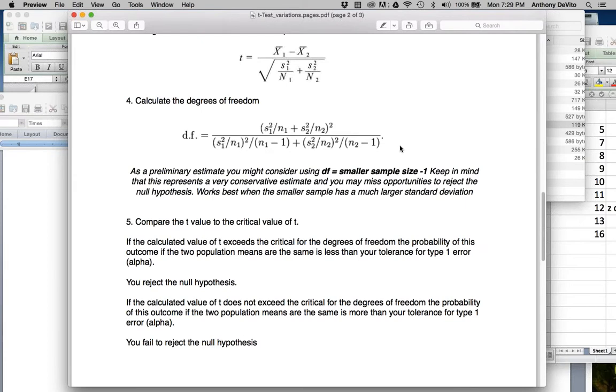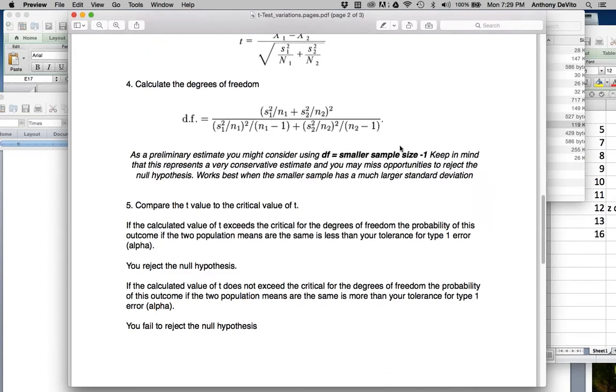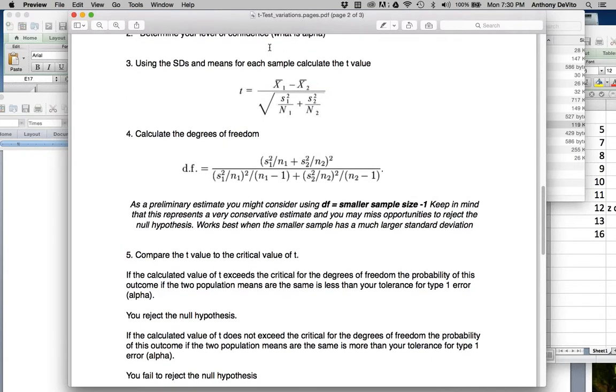For unequal variances, the degrees of freedom shortcut: take the smaller sample size and subtract 1. That's pretty conservative. Subtracting anything from the smaller sample size is super conservative. So with sample sizes 9 and 11, you take 9, subtract 1, and your degrees of freedom would be 8. That would allow you to look up on the t-table what your critical value of t is, and compare it to the value of t that you calculated.